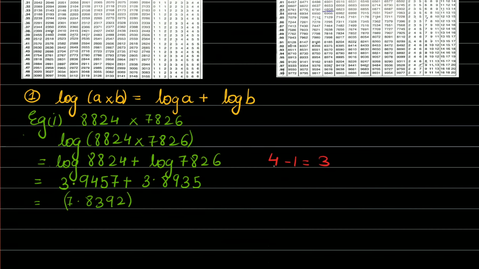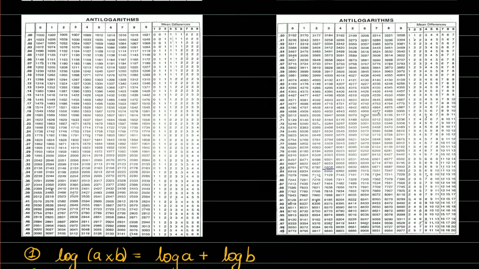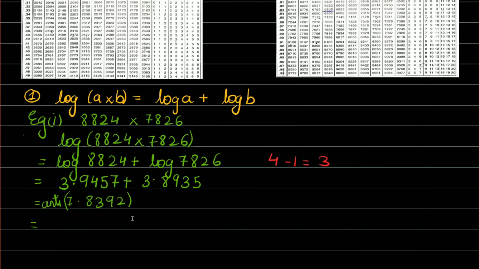7.8392. Now we are going to apply anti-log to this value. So what do we get? Now we have to find the value for anti-log of 7.8392 from the anti-log table. Whenever we are going to find the value for anti-log, we always have to consider the value after the point.